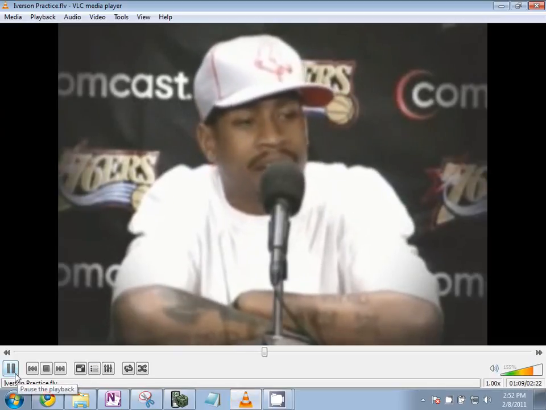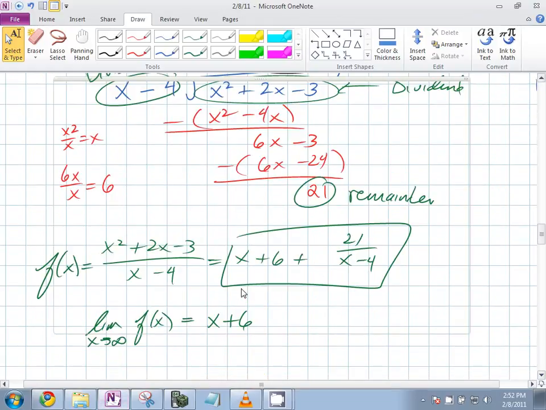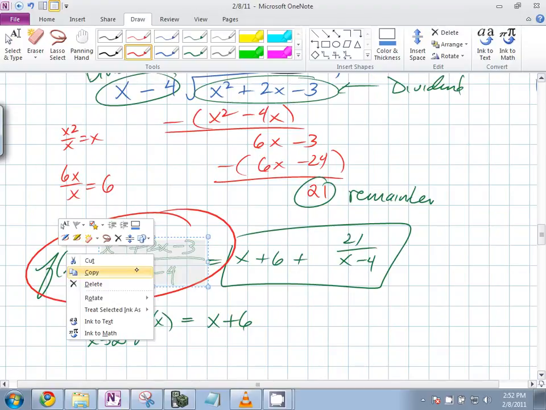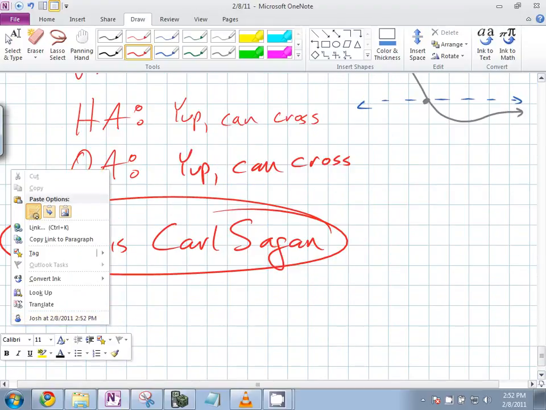Okay, so let's go back to this. We looked at this function, right? And we said, does it have an oblique asymptote? Yes, it does. We might want to know, does it cross it? How do you figure out if two things intersect? You set them equal to each other. So if we have this, and we want to know, does it cross x plus 6, you just set them equal. Let's try this out.